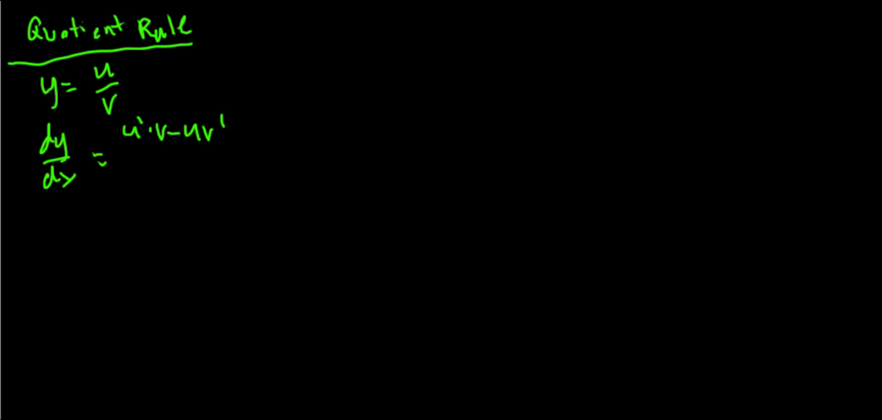The only difference is this little subtraction sign right there. For product rule, we're adding. For quotient rule, we're subtracting. But we're not done right here. We're going to take that whole thing and divide it by the denominator v squared.